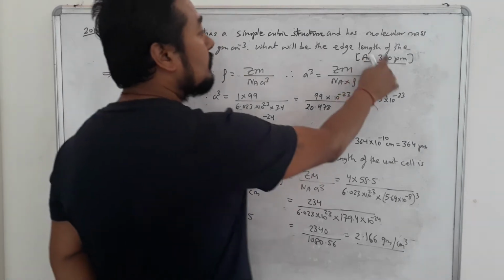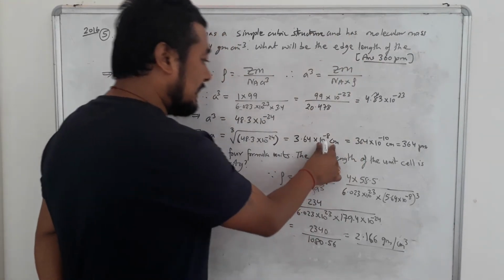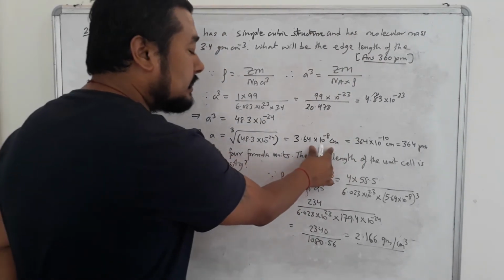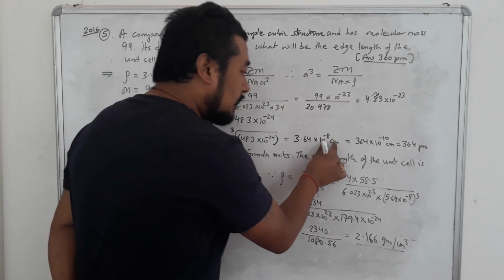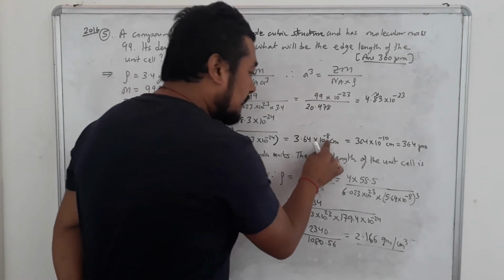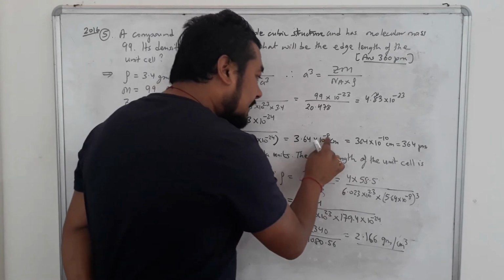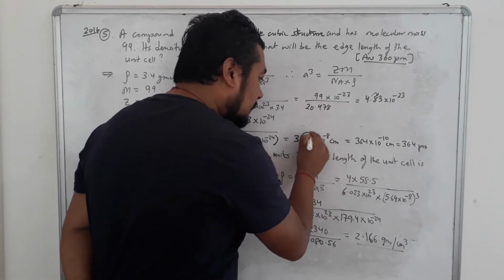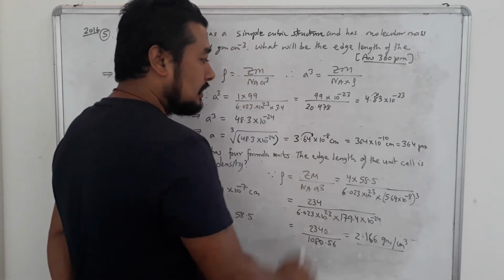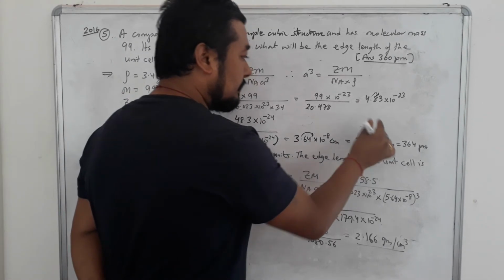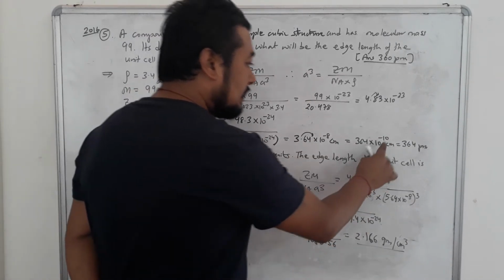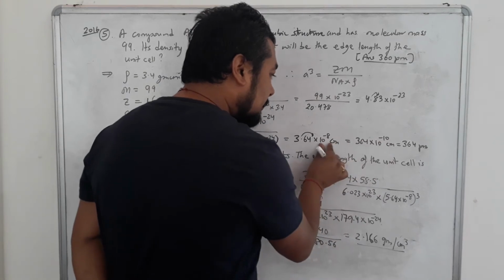Since the answer is required in picometer, and we got the answer in centimeter because edge length we always get initially in centimeter. Now to convert to picometer, you know that here has to be minus 10. So when you make it minus 10, this point will come 2 steps back. So it will become 364 into 10 to the power minus 10. Again you can recheck: take out 2 from here, it will become 10 to the power minus 8.